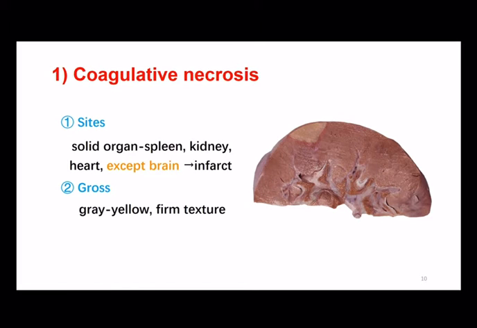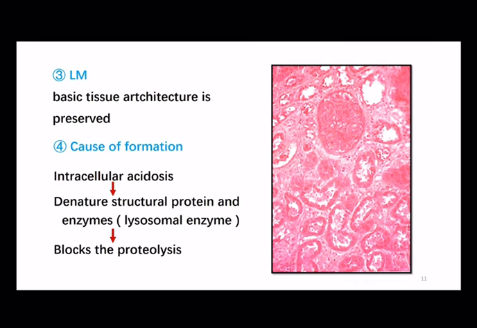This is a gross specimen of kidney. The focus is here: gray or yellow-white, with a clear boundary and firm texture. Under the microscope, the component cells are dead, but the basic tissue architecture is preserved. This is a glomerulus. This is renal tubules. We can still recognize the organ as a kidney, although the cells are dead.